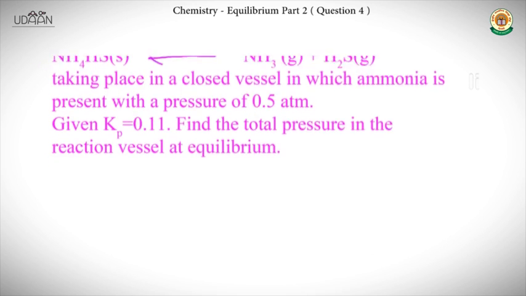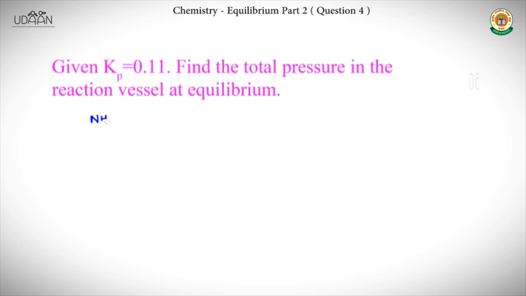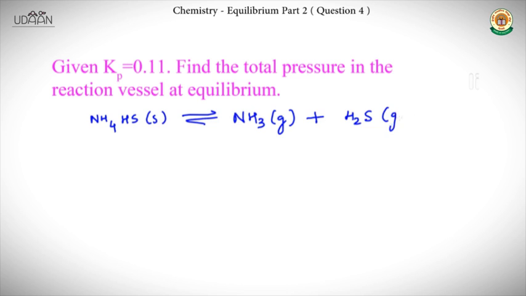So let's see what has been given to us first. We know that this reaction is taking place, and we know that initially at time t0 the pressure of ammonia present is 0.5 atm, right? H2S is obviously 0, and let's say we start with 1 mole. Now at equilibrium, let's say x moles of NH4HS gets consumed, and we'll talk in terms of partial pressure here, so plus x and x.